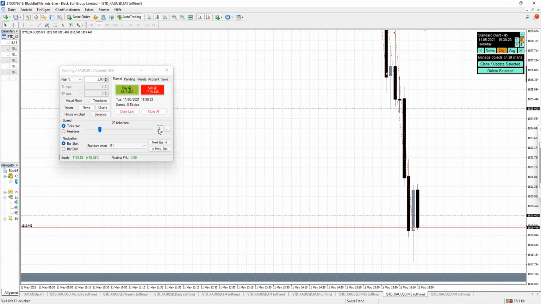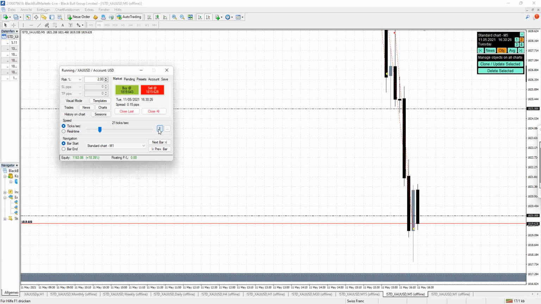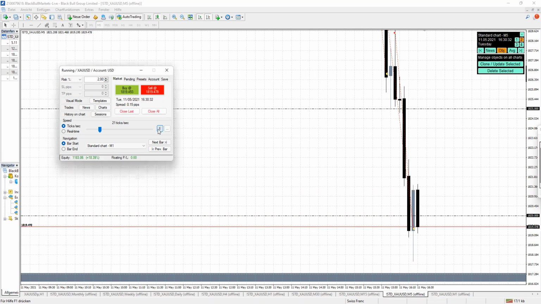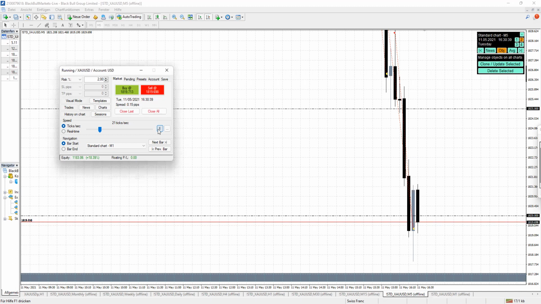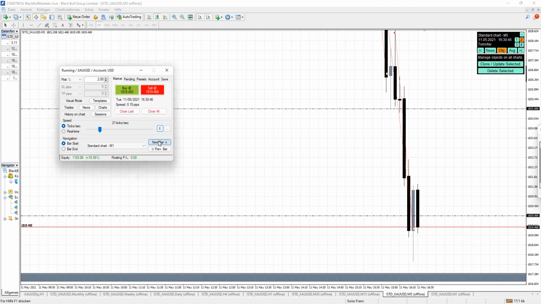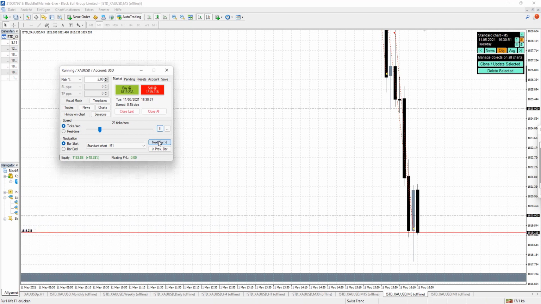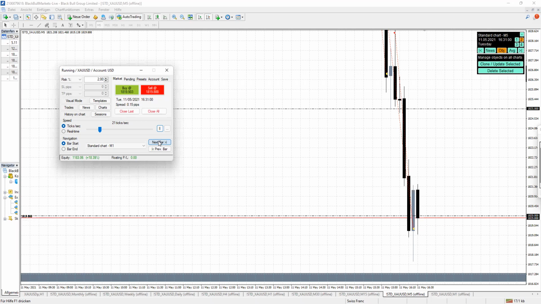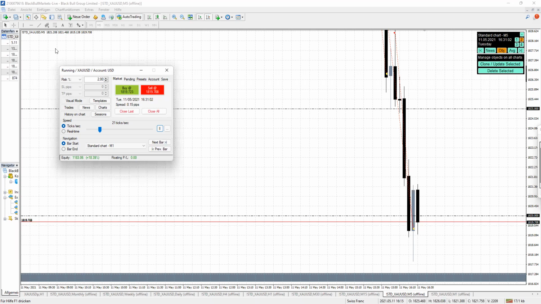Go full margin, bro. Come on. 80%. Bro, chill. Who's that, bro? Chill down, bro. This is just a demo, man. We have to learn patience, bro. If this breaks the whole high, I'll go full margin, bro, no matter what. But I want to enter here.